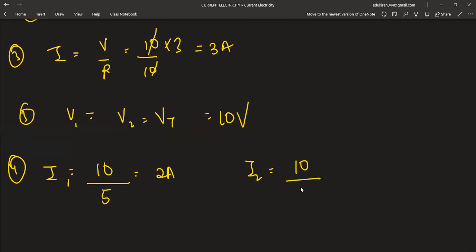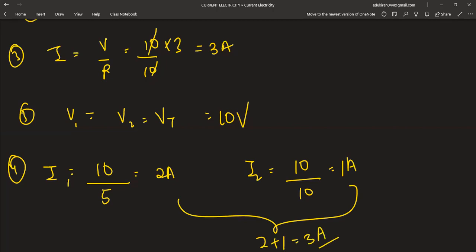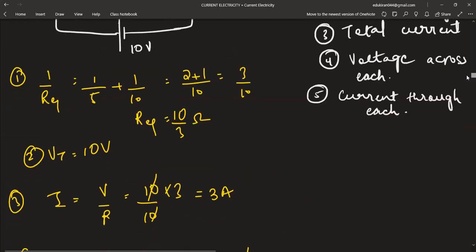10 and second is 10. That is 1 ampere. And see, when you add it, 2 plus 1 gives you 3 amperes back. This also checks the calculation. So I1 is 1 ampere, I2 is 2 ampere, and total current is 3 ampere. Very good, Zara. All the parts are correct. Write down.